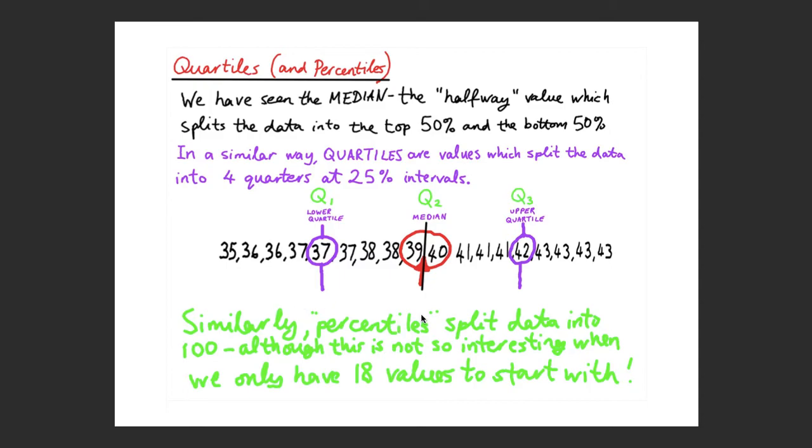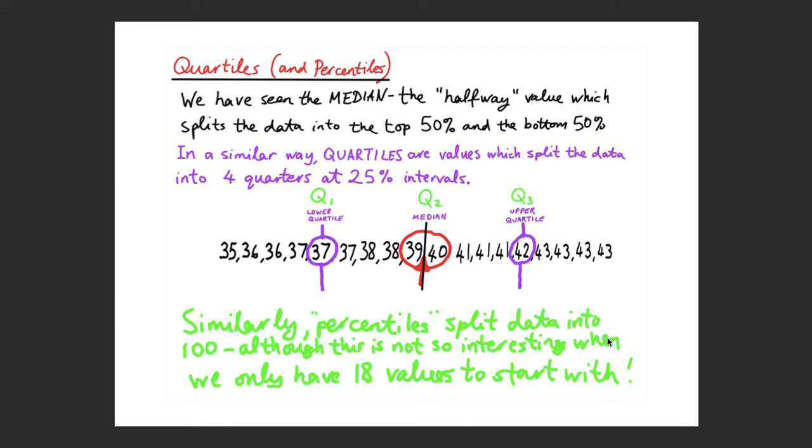Similarly, there's a thing called percentiles, which split data into 100 parts, although when we've only got 18 values to start with, it doesn't really make much sense splitting the data into hundreds. So when you've got large studies of very large populations and data about them, you might talk about percentiles. If you've ever done MAP testing, you might have had a score that was in the top 5%. So you can say you're at the 5th percentile, that kind of thing. But for small data sets, not so useful.